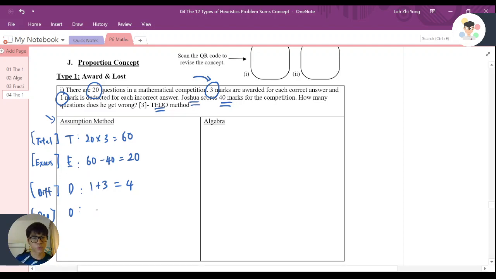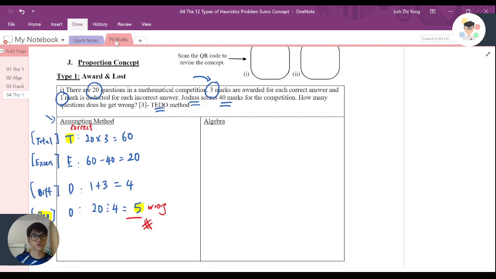Then what you need to do is to use 20, the total point loss, divided by the marks lost if you get 1 question wrong. Then you get the number of questions that he gets wrong. Again, why I say opposite here is because what you assumed was all correct, so at the end the answer will be the opposite. If you assume it's all correct, what you get here will be the wrong. That means you are done. The number of questions that he gets wrong is 5. And we are done. TEDO method.